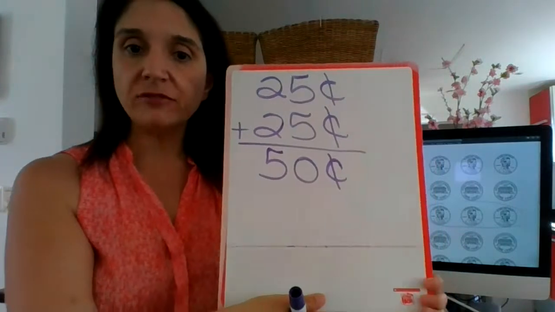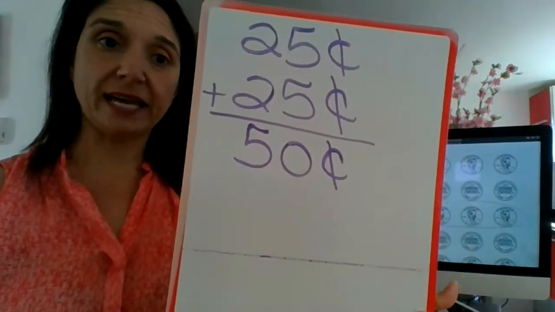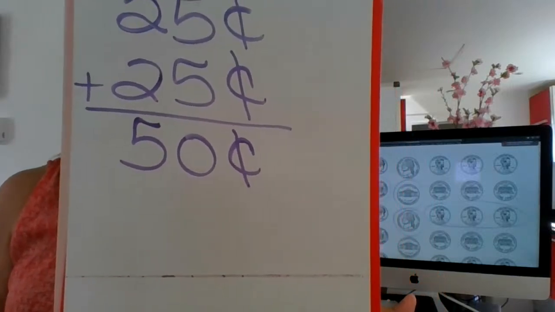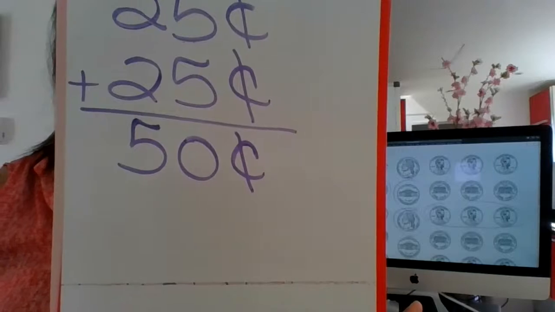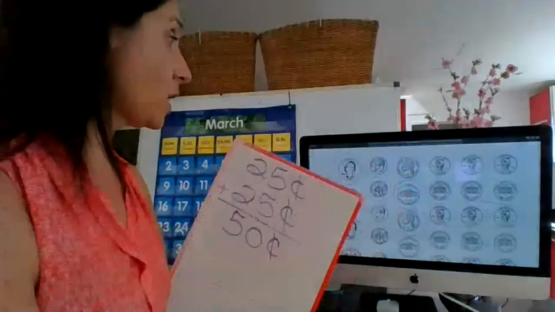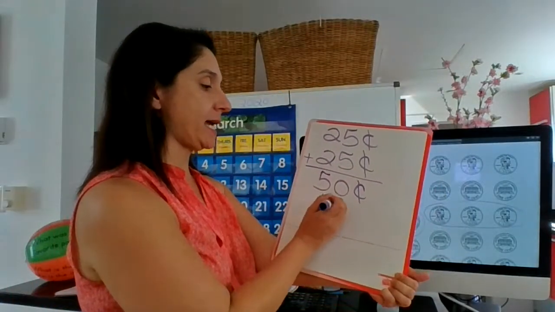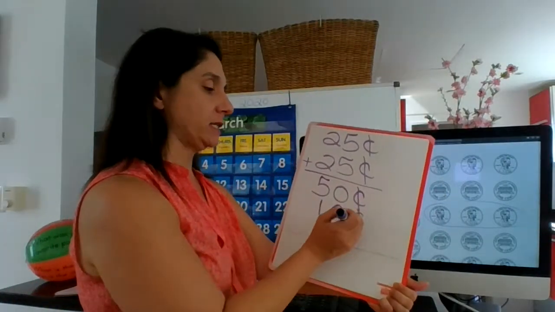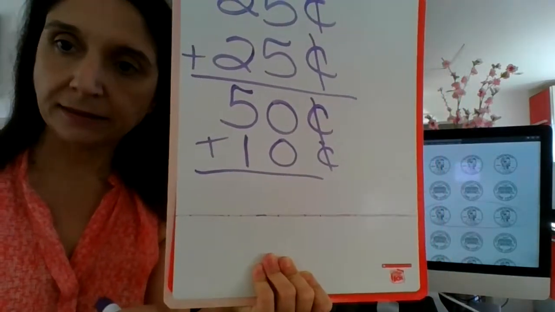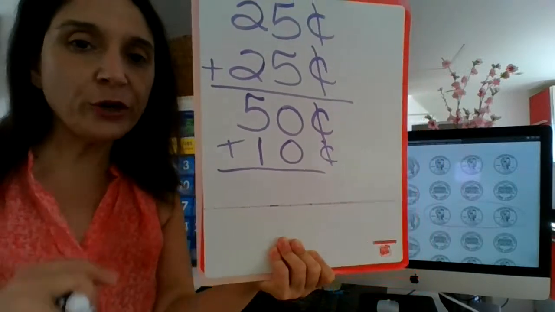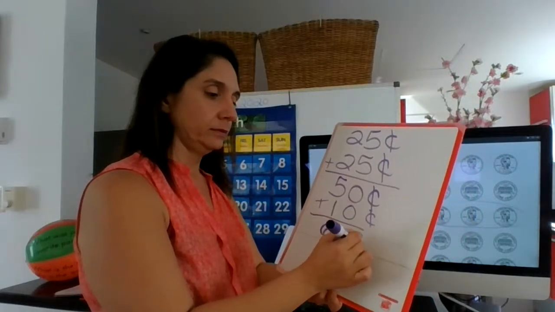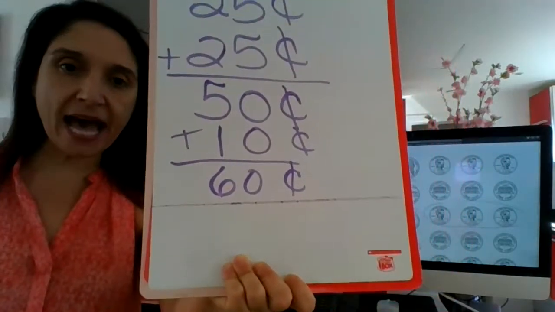Now I have 1 dime, okay? How much is 1 dime? You're right, 1 dime is 10 cents. So let's add 10 cents to our 50 cents. And what's 50 cents plus 10 cents? Very good. It's 60 cents. Did everybody get that?